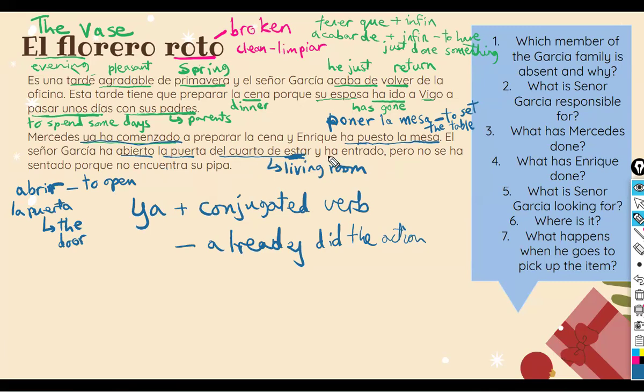All right. So, y ha entrado, and he has entered, right? Pero no se ha sentado. What is that? No se ha sentado. So to start over the sentence, el señor Garcia ha abierto la puerta. So Mr. Garcia has opened the door of the living room and has entered. But what? What is no se ha sentado?